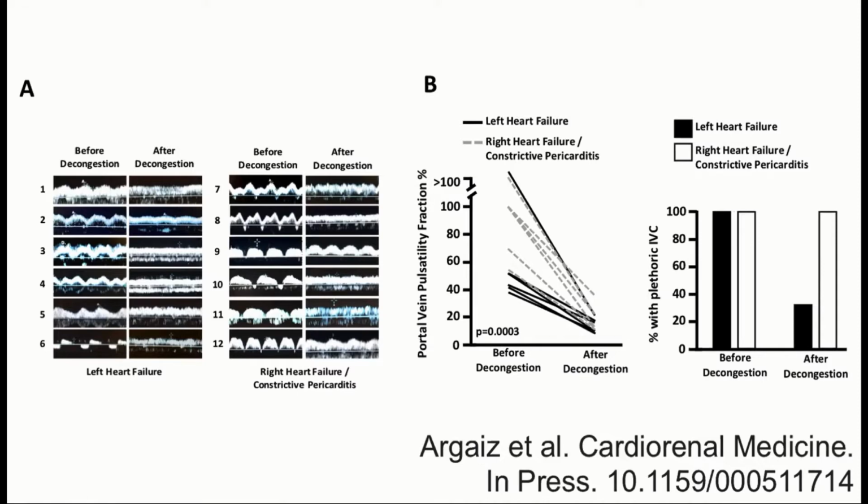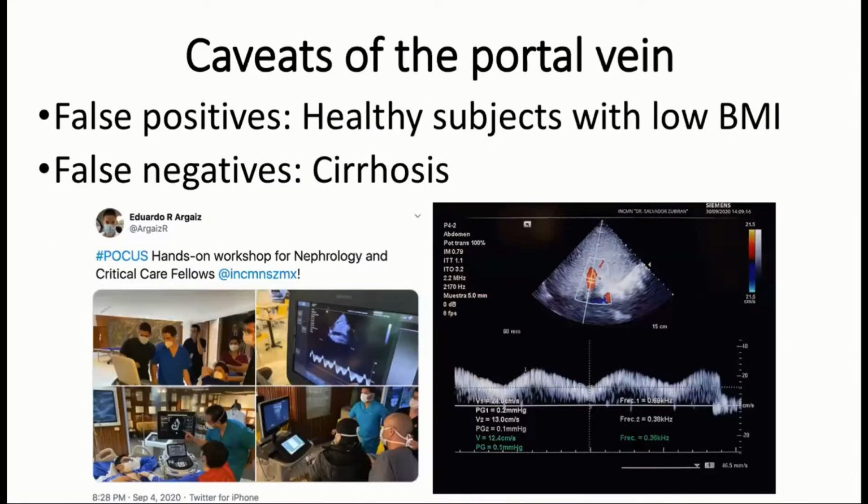And so the IVC is not very useful for assessing and following these patients with venous congestion. And I think the portal vein is a much more useful tool in this patient population, not only to evaluate the presence of venous congestion, but also to monitor its changes during the congestive treatment. However, there are important caveats when using the portal vein.